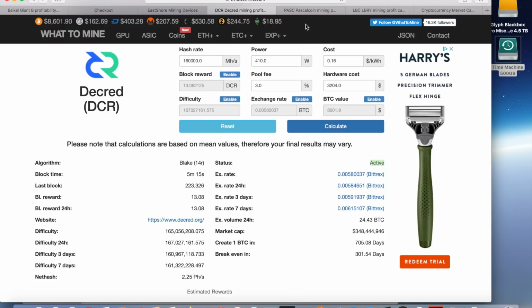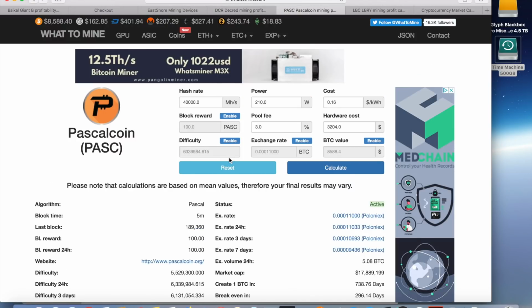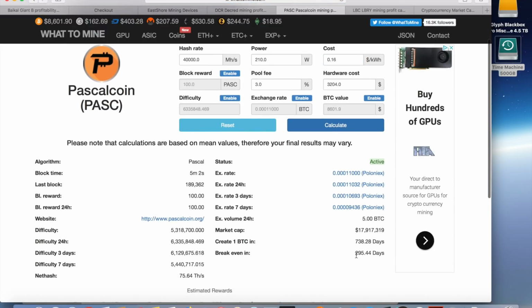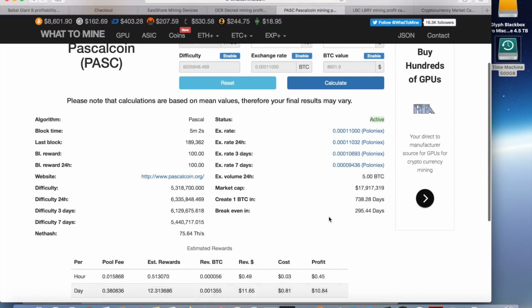Okay. So Pascal coin, 40,000 mega hashes, 210 watts, 16 cents per kilowatt hour, pool fees of 3%, and the hardware cost $3,204. Calculate. You're looking at 295 days.